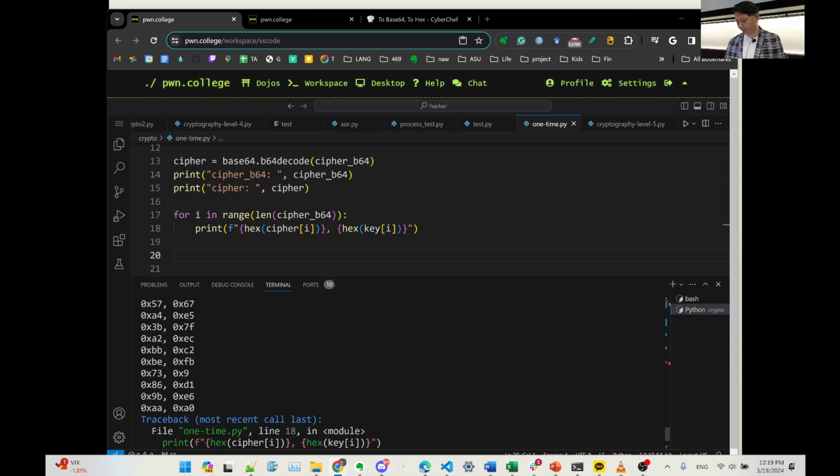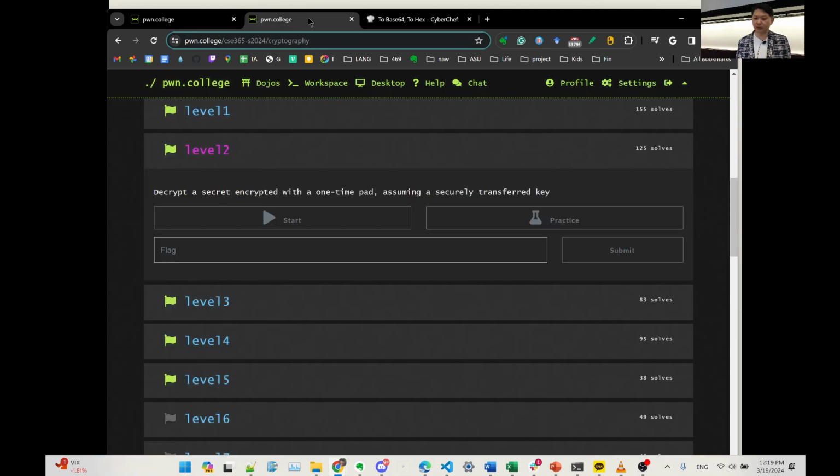So that is the level two approach. The secret is encrypted with a one-time pad, and we can assume the key is securely transferred. But based on the exposed key and ciphertext, we can recover the original plain text. So that was the level two approach. Any questions on level two?